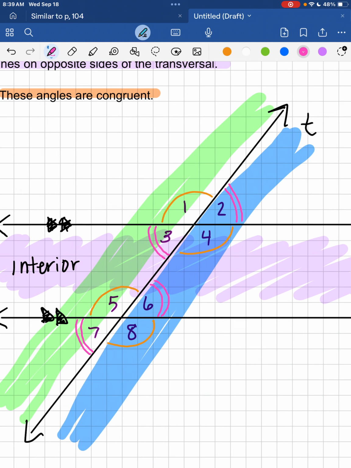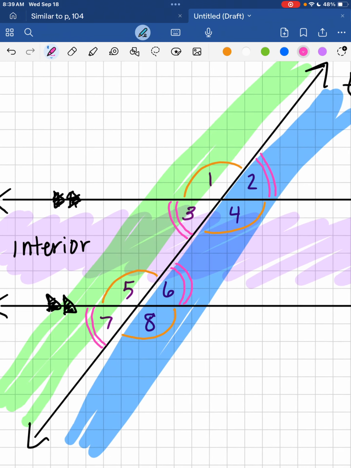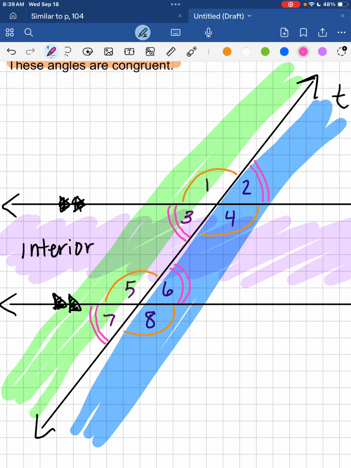Now, when you're dealing with a diagram like this, why are we color coding them? The orange angles are congruent. The pink angles are congruent to each other. So now, if we identify alternate interior angles, let's remember what that was: opposite sides of the transversal on the interior. So angle 3 and angle 6. Look, angle 3 and angle 6 have the same color.